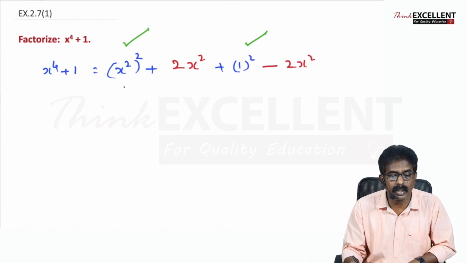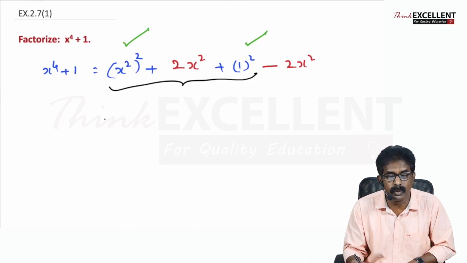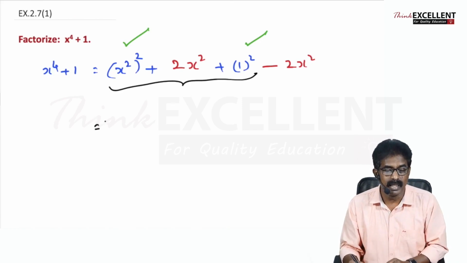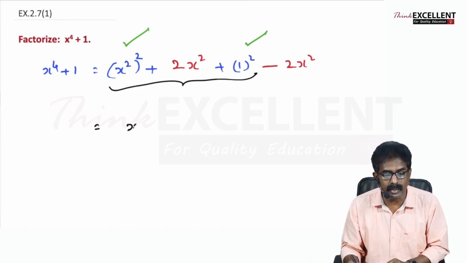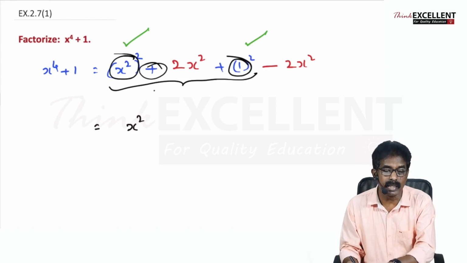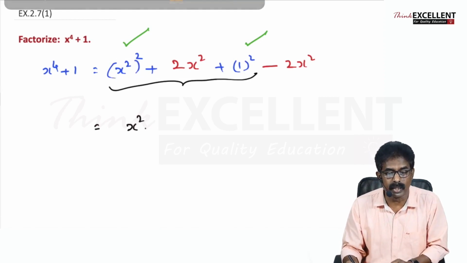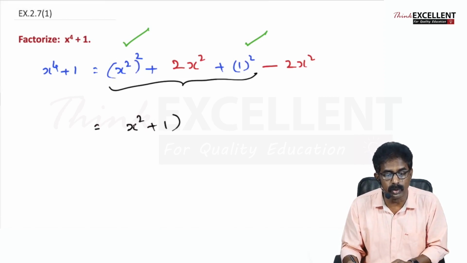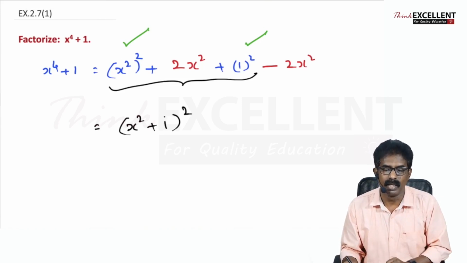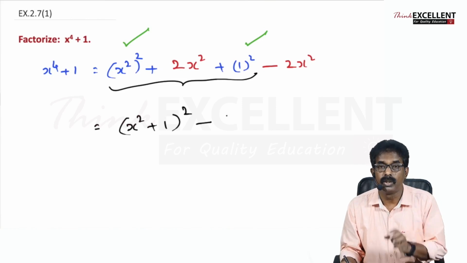Now, if you combine the first three terms, you are getting the identity. a square plus 2ab plus b square, a plus b the whole square. Here x square is our a, this is our b. So, in between the sign is plus. So, a plus b the whole square, x square plus 1 the whole square. If you expand this, you will get first three terms. And the last one is minus 2x square.